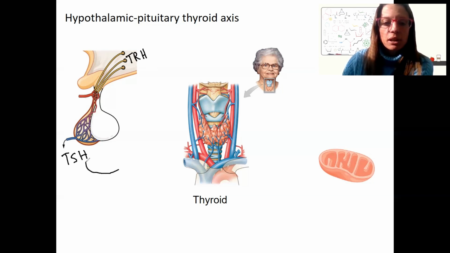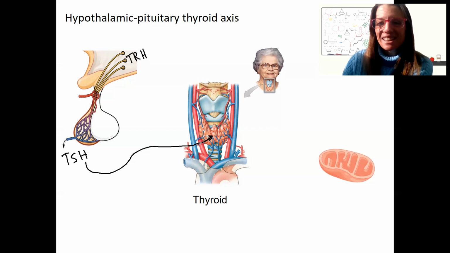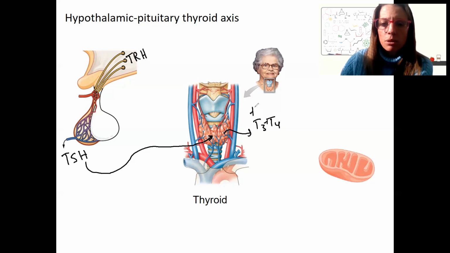TSH is going to stimulate the thyroid. So it's going to bind to receptors that are targeted by TSH. They're located on the thyroid gland, the cells of the thyroid gland. The thyroid gland is going to release hormones as well. That's these complex pathways. The thyroid gland is going to release T3 and T4. These are the thyroid hormones.